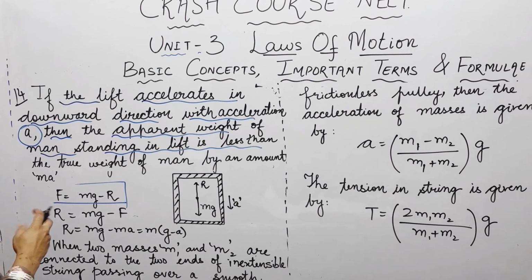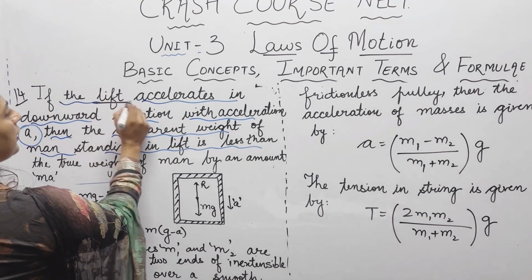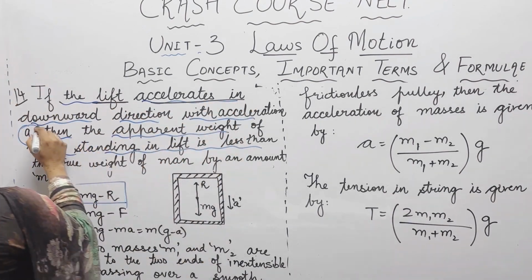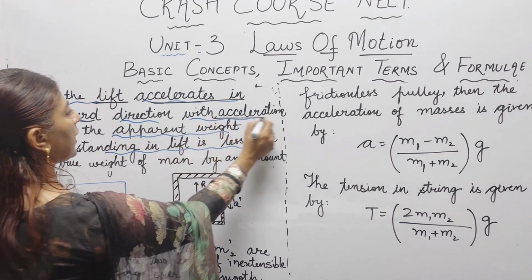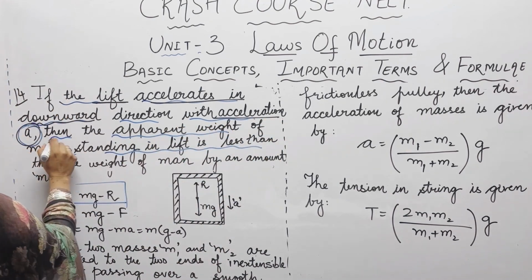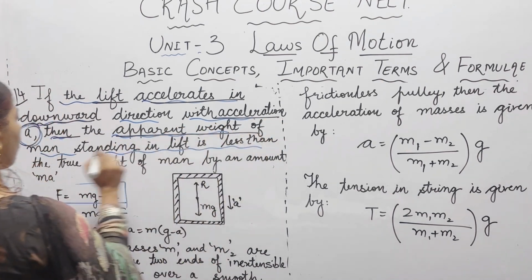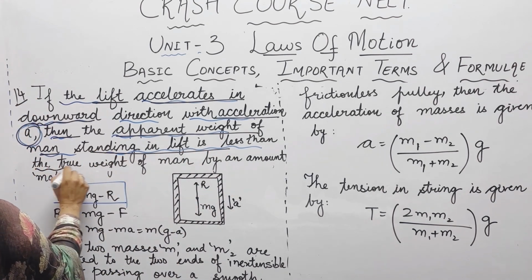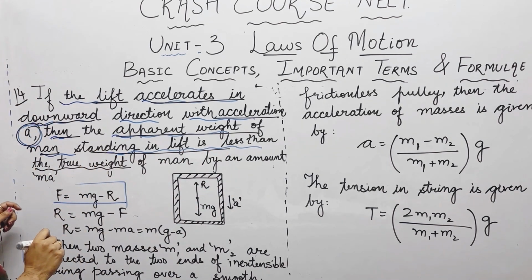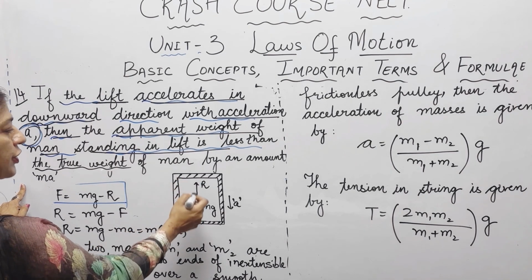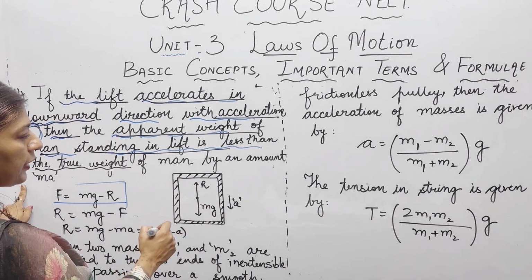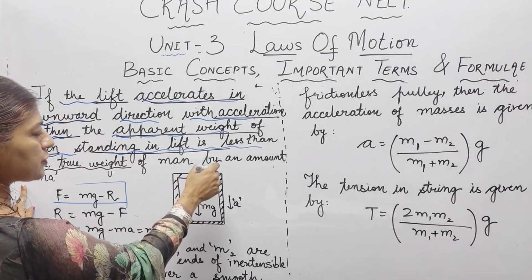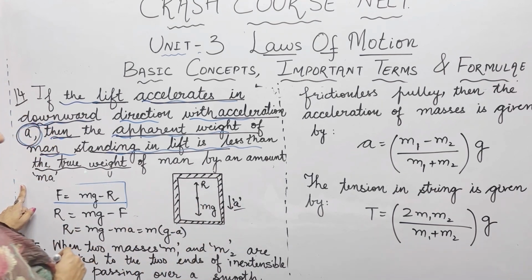Now the next condition is if the lift accelerates in the downward direction with acceleration a, then the apparent weight of the man standing in the lift is less than the true weight. Let us see how it is so. This is the reaction R and the weight mg is acting in the downward direction. The total lift is moving in the downward direction with an acceleration a.